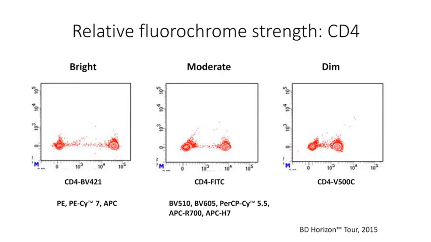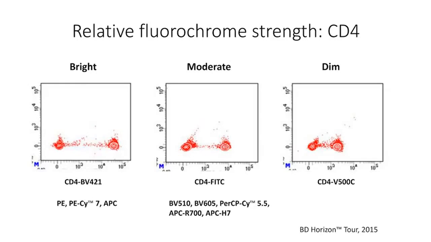At the other end of the spectrum, some fluorochromes are relatively dim, and V500C would be one example of a dim fluorochrome. As you compare with the bright, using CD4, again, the same antigen, we have quite a difference in our resolution. Now, many of the other fluors are in between bright and dim, and I've called them moderate here, and FITC would be prototypic of that. But others include BV510, probably BV480, BV605, PerCP-Cy5.5, APC-R700, and APC-H7. So this is one side of the coin.